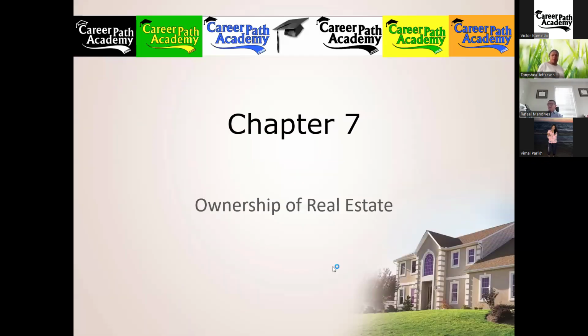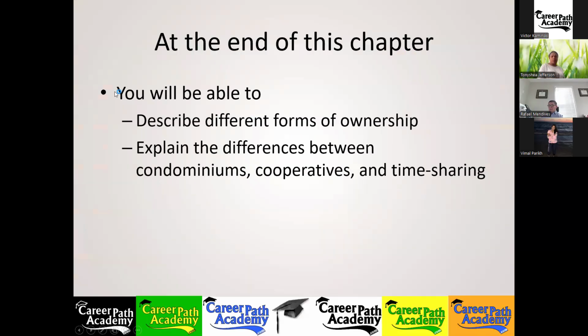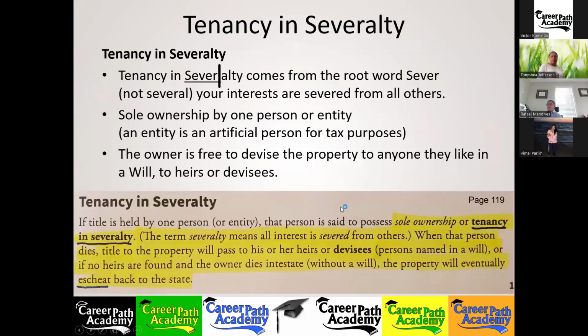So, Chapter 7, ownership of real estate. Once again, the last chapter was about estates and land, which describe the amount and kind of interest that one has in real property. This chapter is going to be going over the type of ownerships. So, in this chapter, we're going to describe different forms of ownership and explain the differences between condos, co-ops, and timeshares and learn what they are.